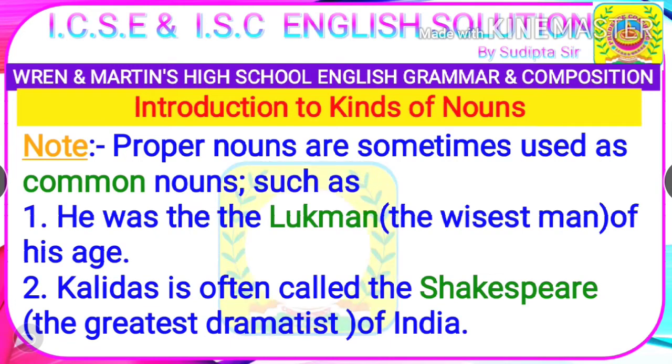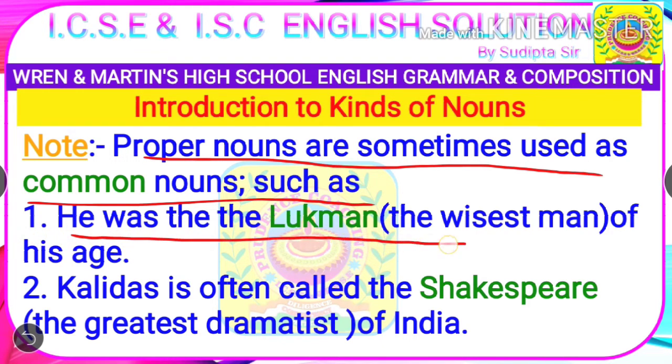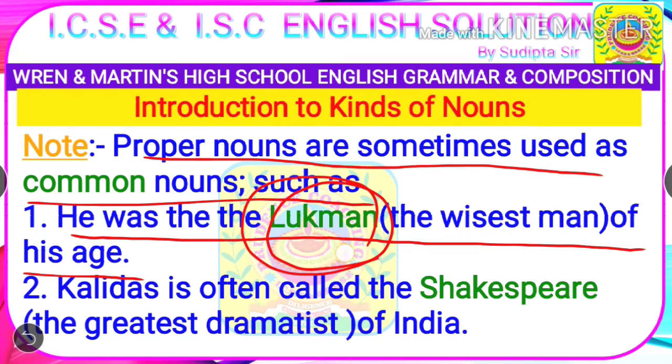The next note tells us that proper nouns are sometimes used as common nouns. Yes students, a proper noun can also be used as a common noun. In the following sentence, the first one is, he was the Lookman of his age. Here Lookman has been used as a common noun because Lookman is being compared with that particular person. So here Lookman means the wisest man. So that's why it is a common noun.